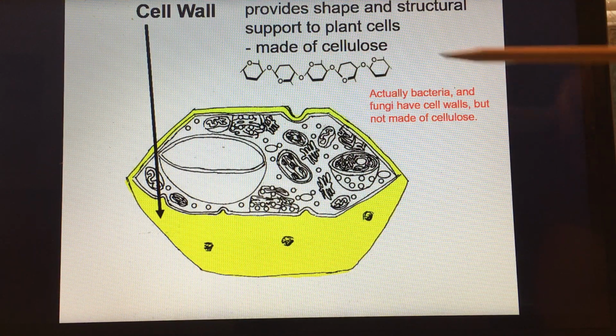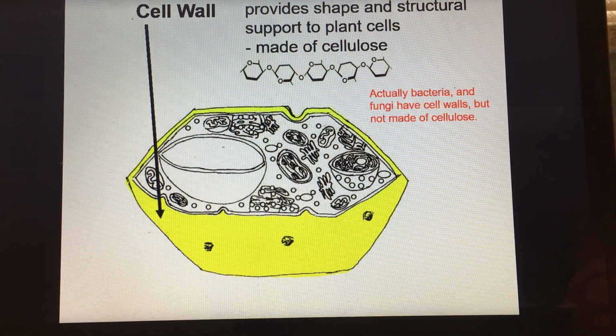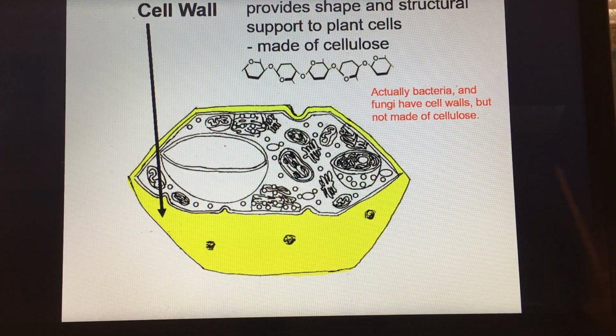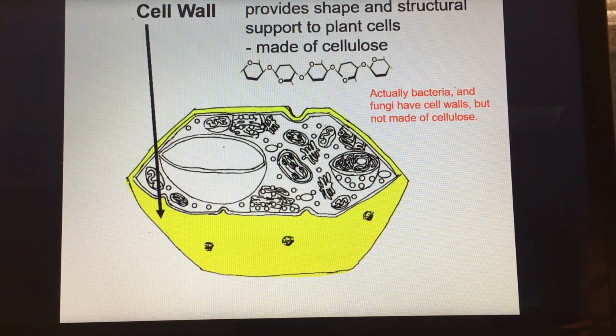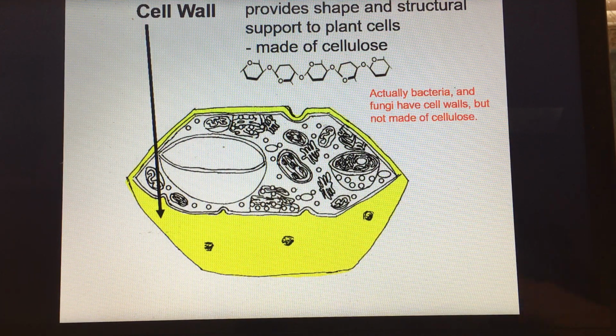They alternate directions. Now, plant cells and algae cells are not the only type of cells that have cell walls, but they are the only type that have cell walls made of cellulose. Bacteria and fungi have cell walls, but they're made of different substances. Bacterial cell walls are made of a structure called peptidoglycan, and fungi have cell walls made of a structure called chitin. And chitin is actually the same structure that is found in the exoskeletons of crabs and lobsters and shrimp.